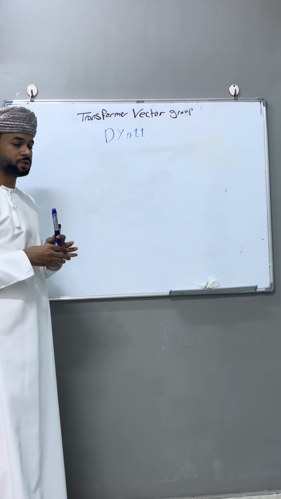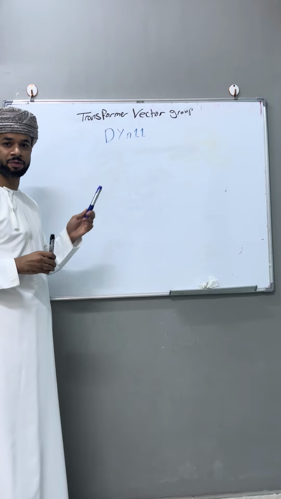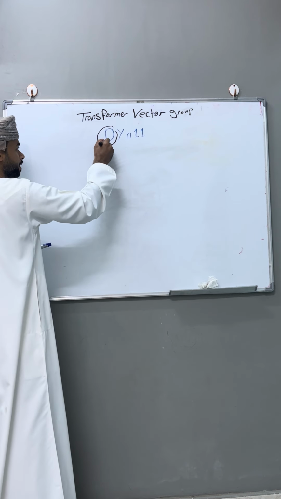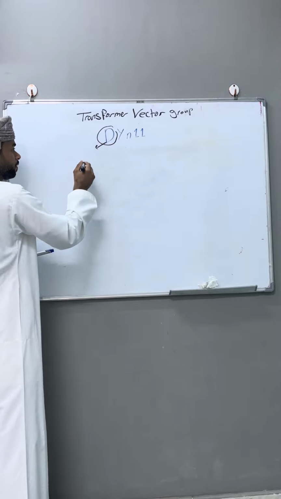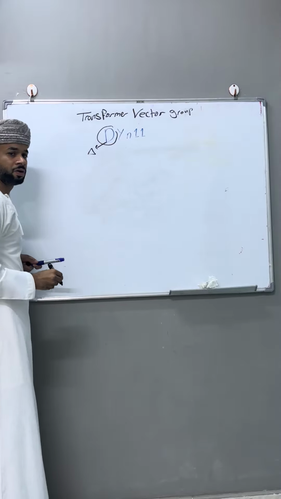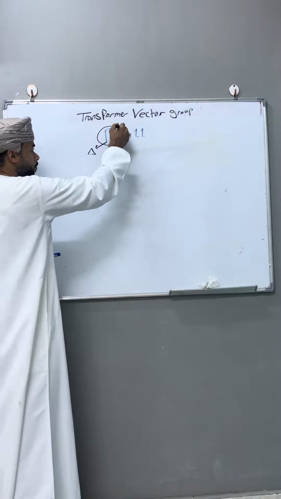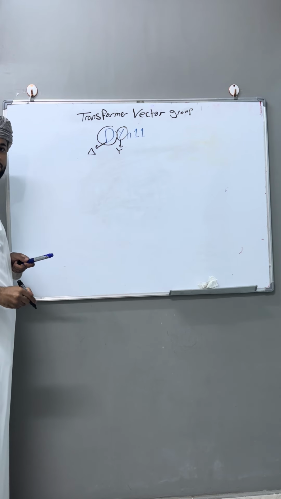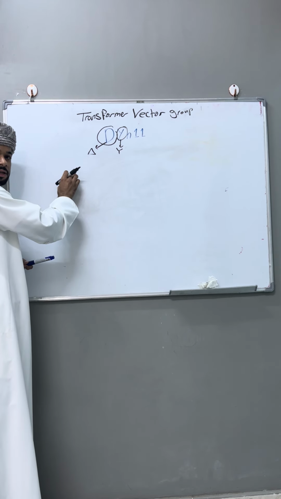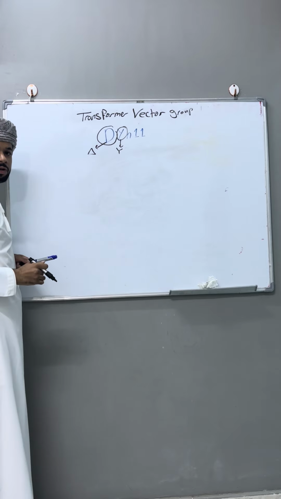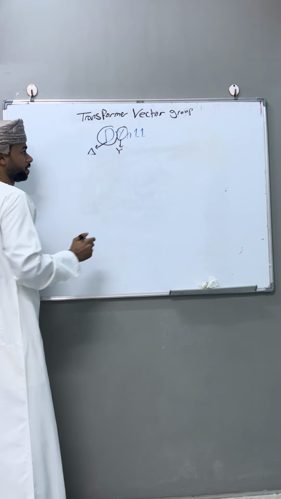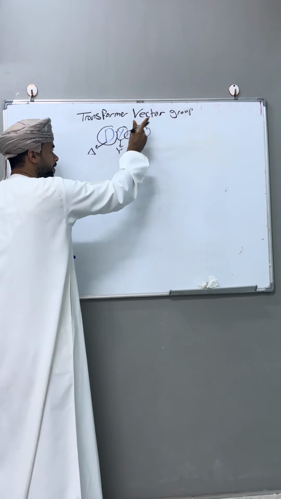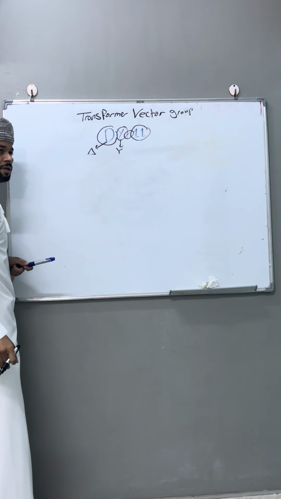Okay. Now, if you see this vector group on the transformer nameplate, we can understand that this capital D means the primary side of the transformer is connected as delta. Okay, and this small y means the secondary side is connected in star connection. Primary side delta, secondary side star, and it means we have a neutral.